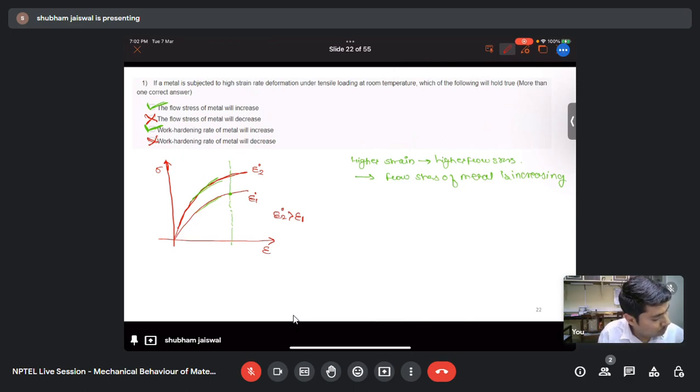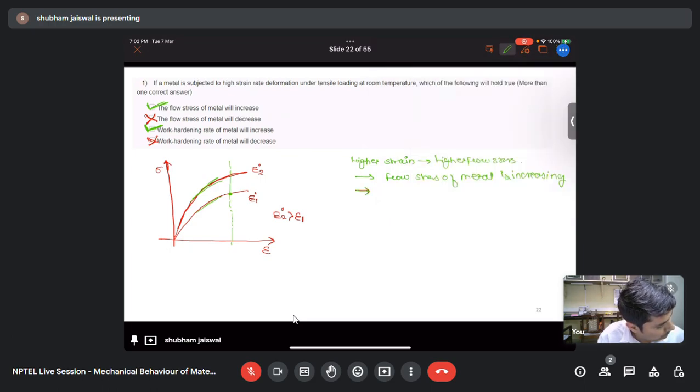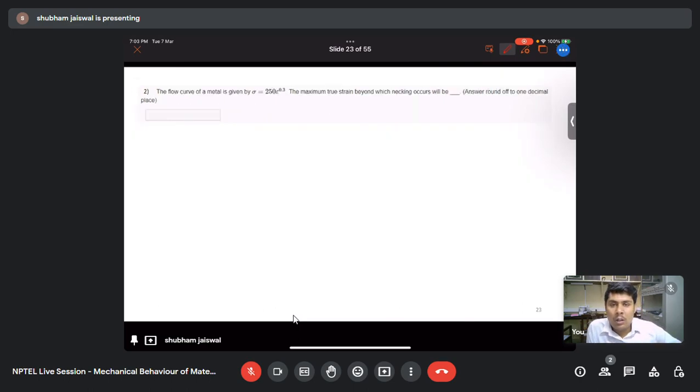So let me write down. That is work hardening. Now moving to the second question. The flow curve of a metal is given by sigma equal to 250 epsilon to the power 0.3. Then what they are asking is the maximum true strain beyond which necking occurs. So they are asking us to find the true strain beyond which the necking should occur.